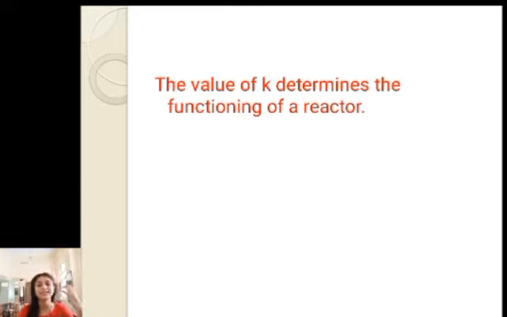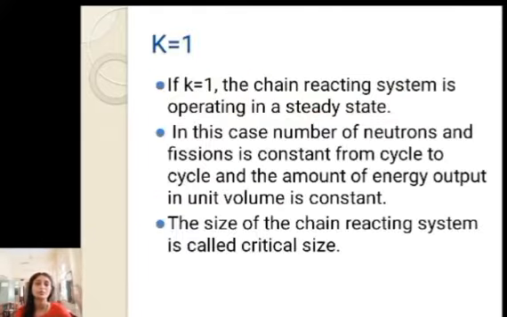Now this K, which we call the effective multiplication factor, is very important in reactor physics and it determines the functioning of a reactor. If K equals 1, my chain reaction system is operating in a steady state. That means whatever number of neutrons are utilized for producing fission, the same number of neutrons I am getting at the end. Suppose 1 neutron I have used for fission, then at the end I am getting 1 neutron only. So that way the system will be in a steady state.